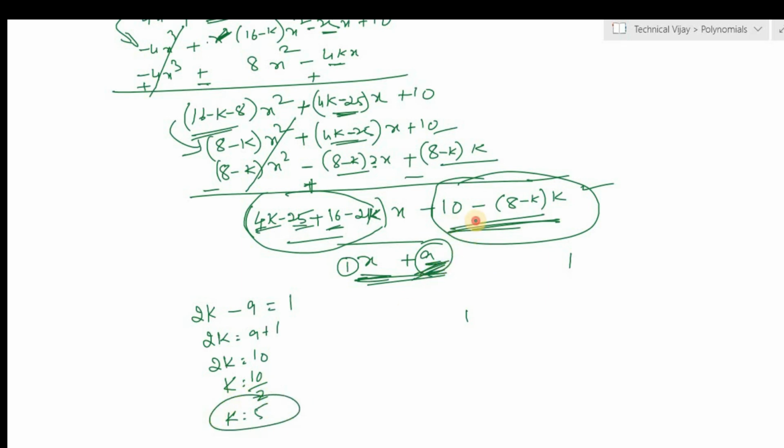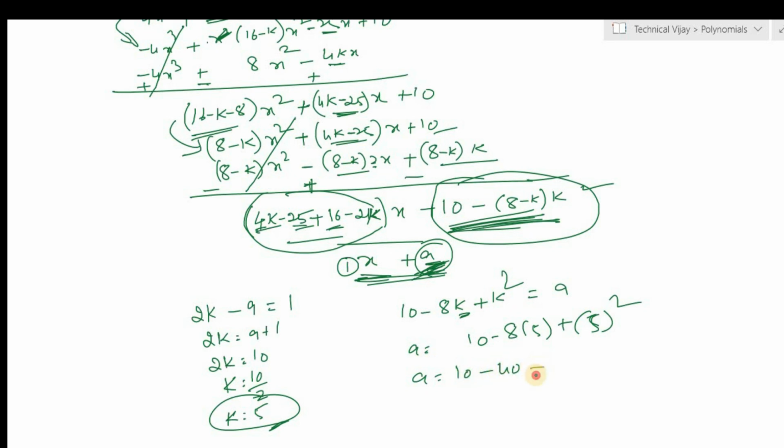Now x plus a means this whole constant value is equal to a: 10 minus 8k plus k square is equal to a, as per this expression. We got the k value, so a is equal to 10 minus 8 into 5 plus 5 square. a is equal to 10 minus 40 plus 25, a is equal to 35 minus 40. So a is equal to minus 5. So k is equal to 5, a is equal to minus 5. This is the answer. Okay. Thank you.